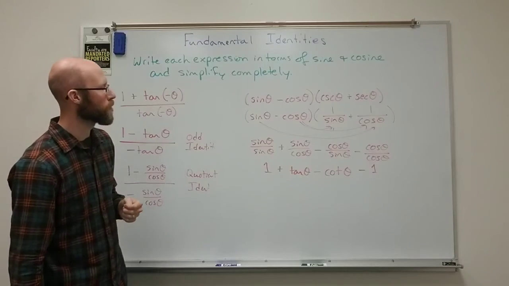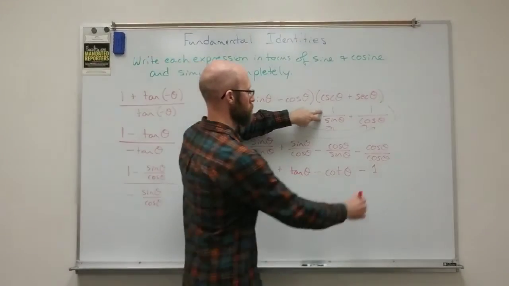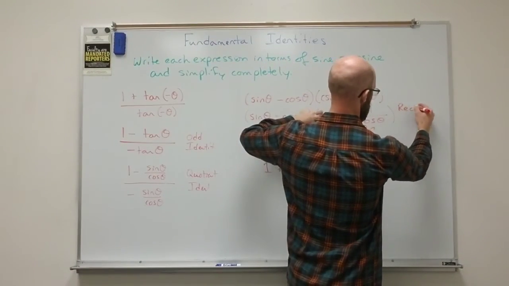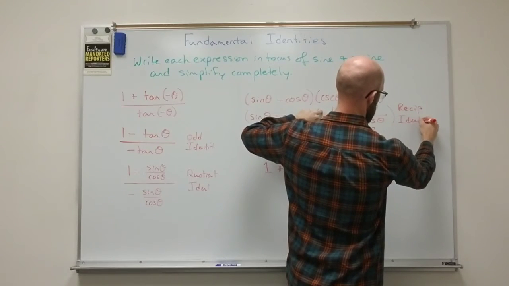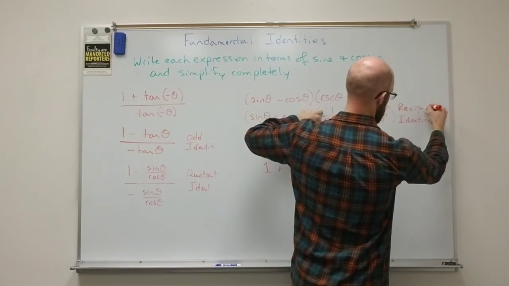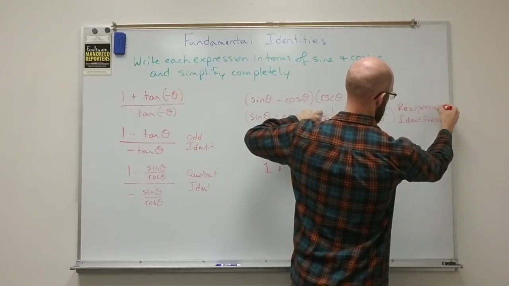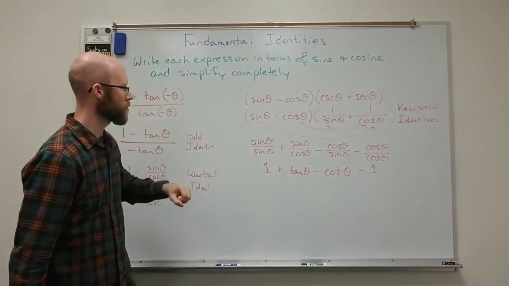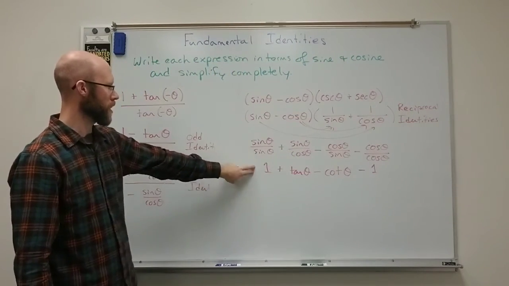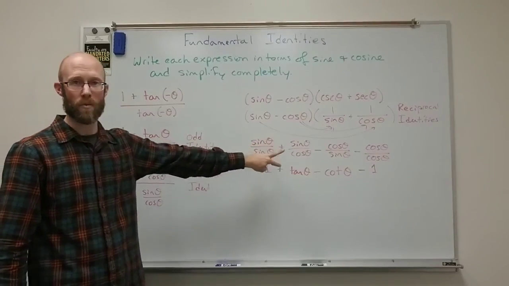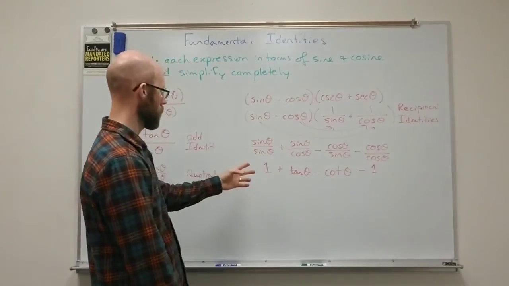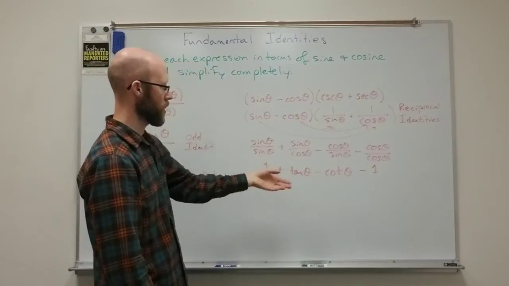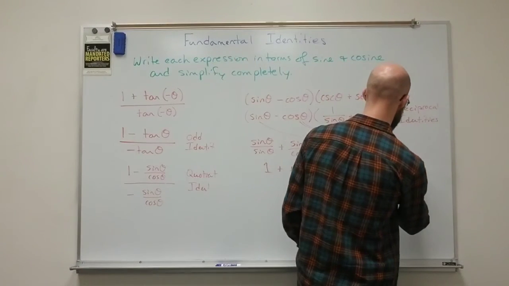I should probably put the identities, make note of these. This was the reciprocal identities. I'll write it all out. Reciprocal identities. Then I just multiplied. Here I'm using both the quotient and reciprocal identity. No, I'm sorry. Just quotient identities right there in the middle, and everything else was canceling. So I'll say quotient identities there.